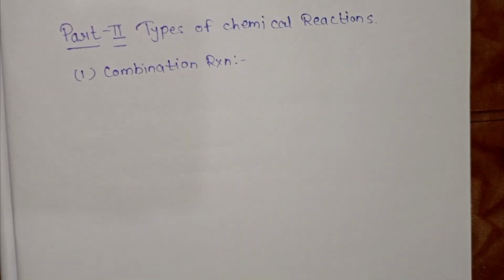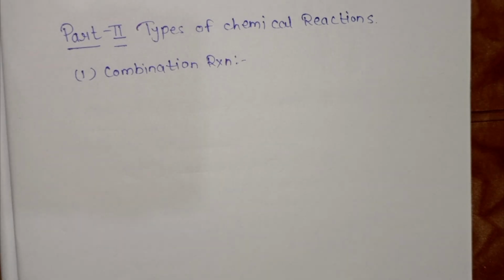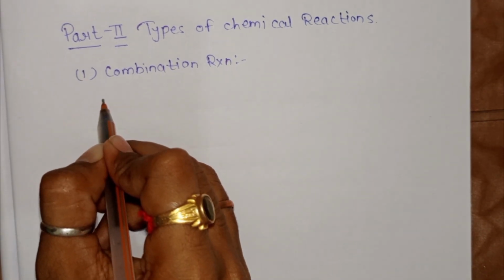The first type is combination reaction. This is like a team up between two or more reactants to form a single product. It's like when two superheroes come together to defeat a villain. Let's look at an example. Our example is magnesium.